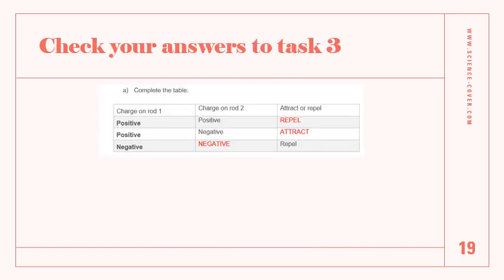Let's check our answers to task 3. If charge 1 is positive and charge 2 is positive, then they will repel each other. If the charge on rod 1 is positive and the charge on rod 2 is negative, then they should attract each other. And if the charge on rod 1 was negative and we see the second rod repel, then it suggests that the charge on rod 2 must be negative.